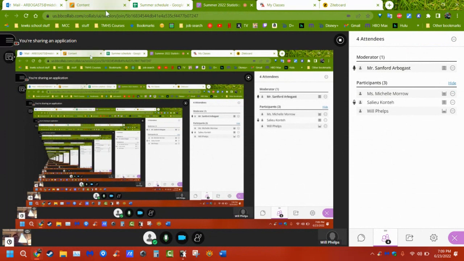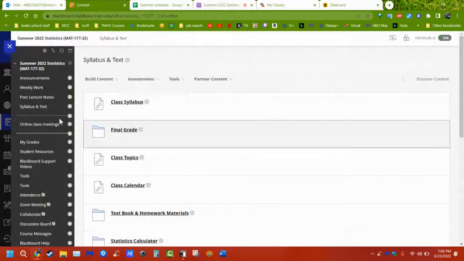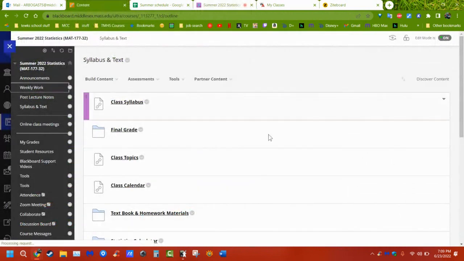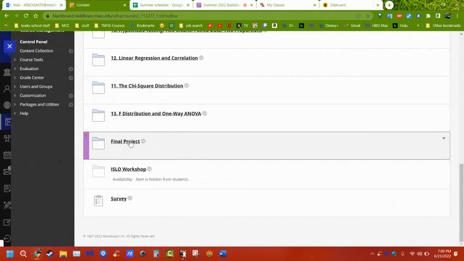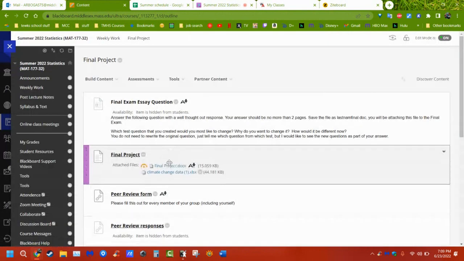And so that gives you that time, and it is now open. If you go to weekly work at the very bottom, and now it says final project, you just click on it and here's the data and the stuff that you have to do.